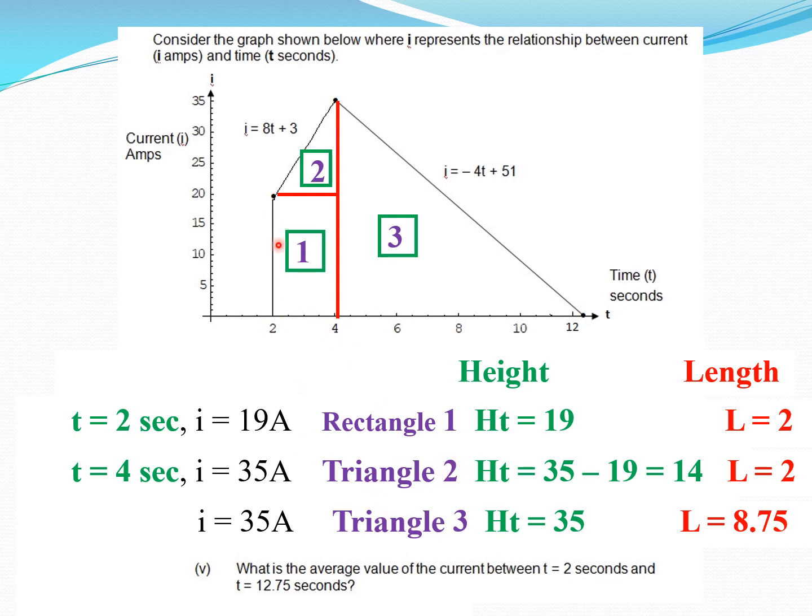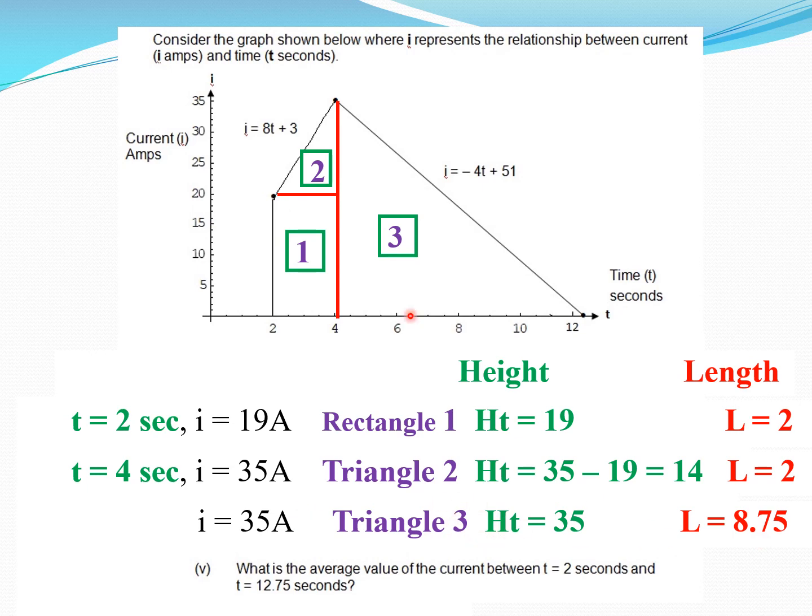Triangle number 2 has got the same length. There's the length there of 2. But what's the height of the second triangle going to be? Well, the height is 35 take 19. So that height there is 35, but the height of the rectangle is 19. So 35 take 19 is equal to 14. So the height of triangle number 2 is 14. The length of it is also 2.